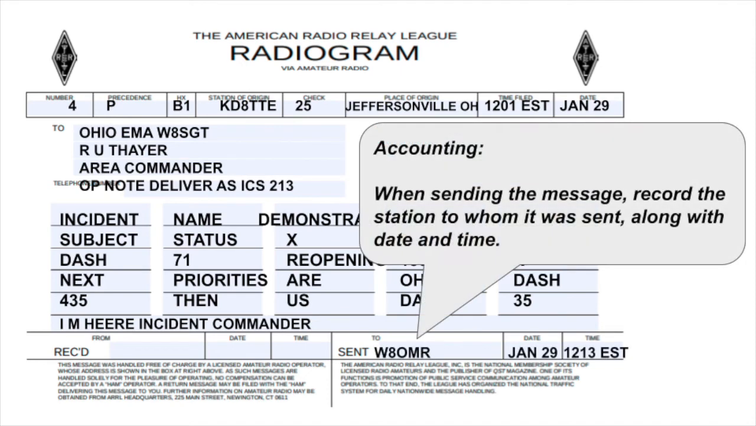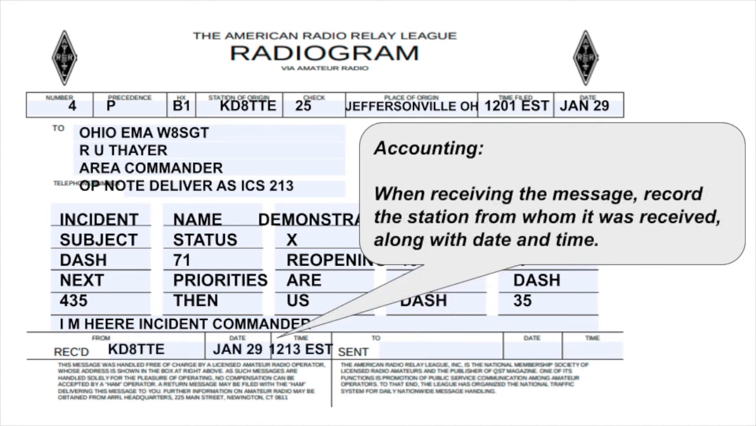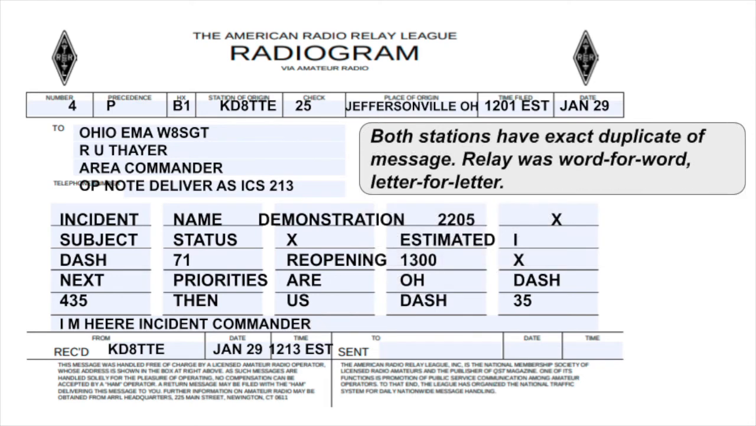Once the transmission is done, the sending station will add the accounting information showing the station to whom it was transmitted, the date of the message relay, and the time of message relay. Likewise, the receiving station will record the call sign, date, and time to indicate from where the station received the message and when. Thus, both sender and recipient have exactly the same message, word for word and letter for letter.